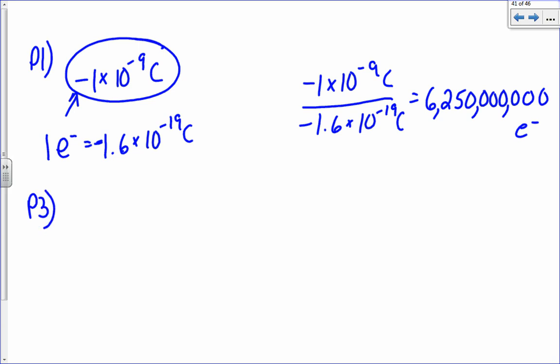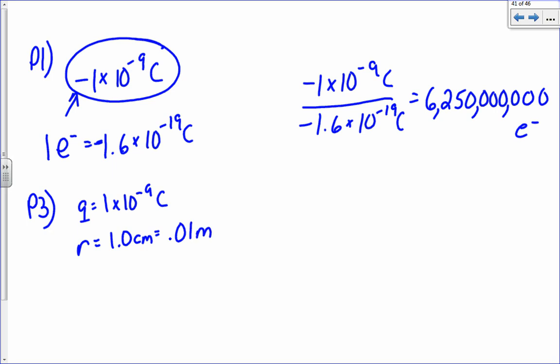Problem 3. Calculate the force between two identical charges separated by 1 centimeter. My charges have a magnitude of 1 times 10 to the minus 9 coulombs, and they're separated by a distance r of 1 centimeter. I'm going to convert this to meters. That's 0.01 meters.